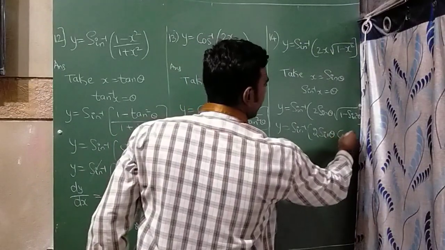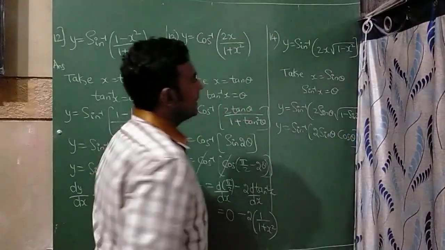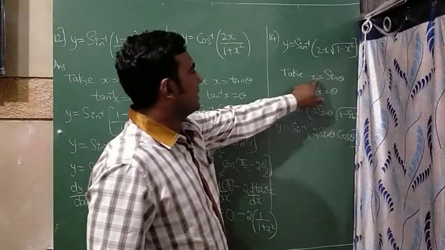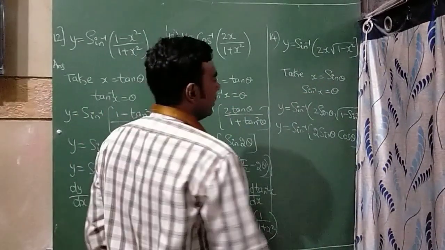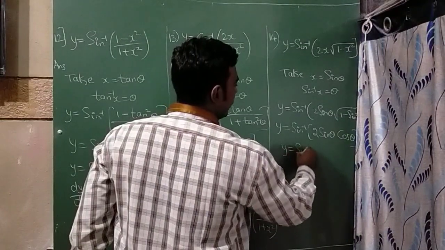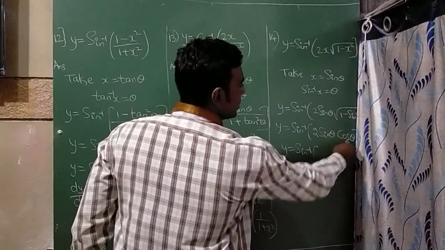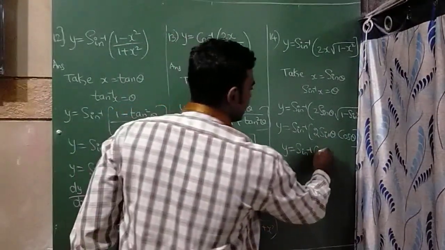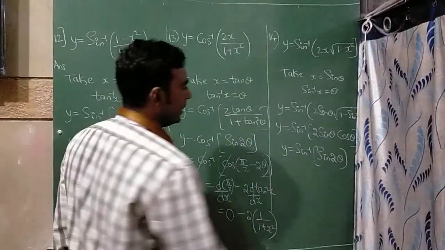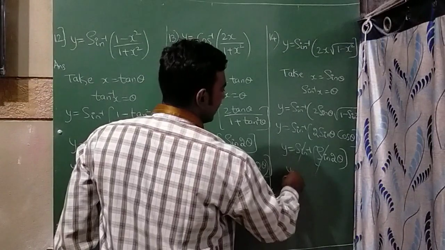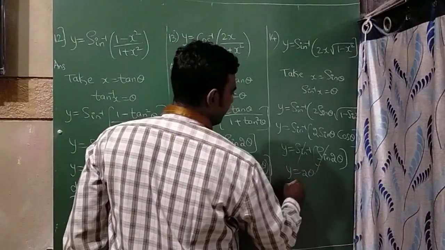There is a formula that is cos theta. That's the reason I have chosen x is equal to sine theta instead of tan here. So y is equal to sine inverse of 2 sine theta cos theta, means it is sine 2 theta. Okay, so this and this get cancelled, so y is equal to 2 theta.